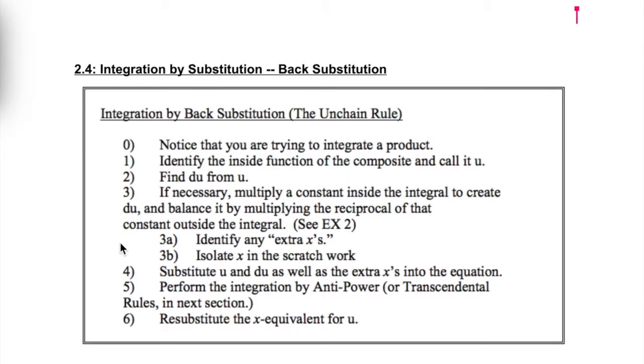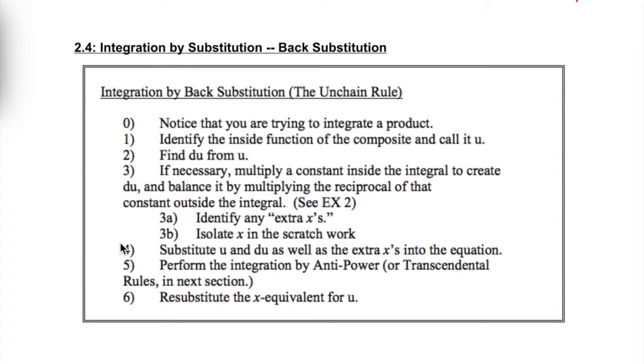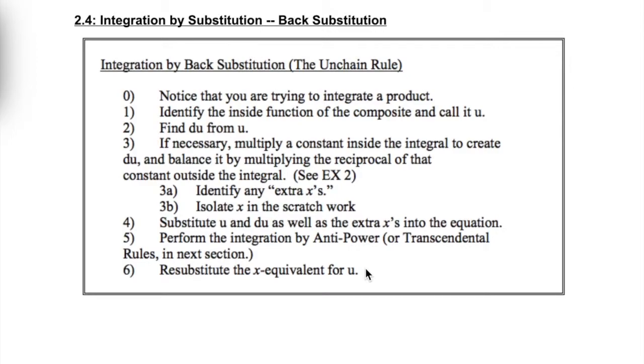So 2.4 talks about back substitution, which is very similar to u substitution, and there are 6 steps that go into solving back substitution equations. And so the first step is to notice that you are trying to integrate a product, and so this just means looking at the integral and identifying what exactly you have to integrate. The first real step is identifying the inside function of the composite and calling it u. And so that is basically just discovering which function you have to integrate and take the derivative of in order to actually complete the integral.